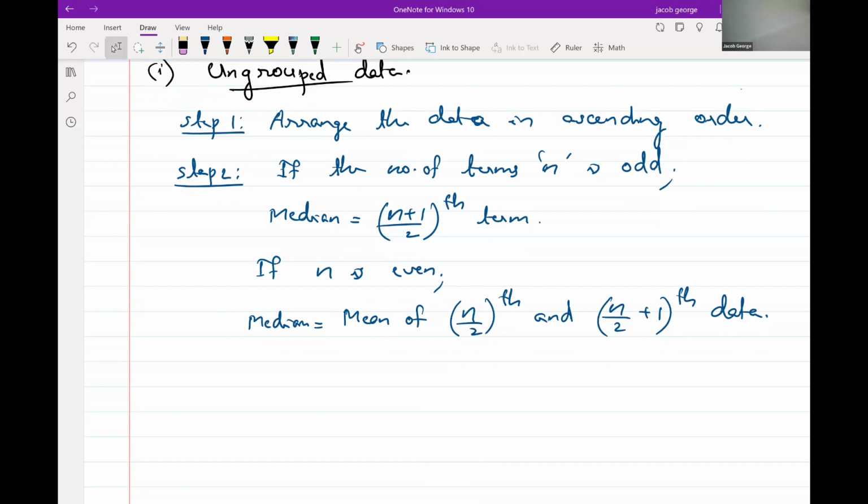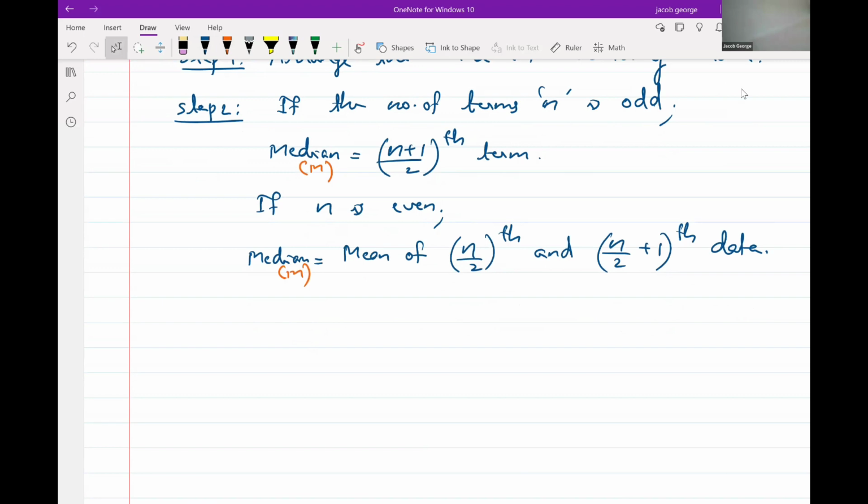So after calculating, the median is denoted by the capital letter M. So here I will note down the median, capital M. Then the mean deviation about the median. Step number 3: calculate the mean deviation about the median.